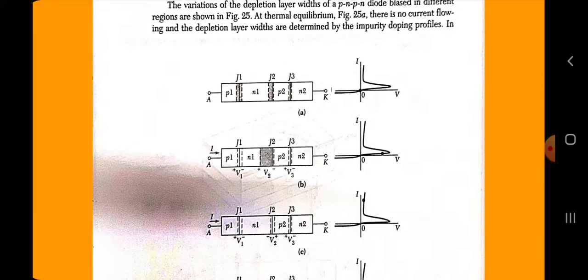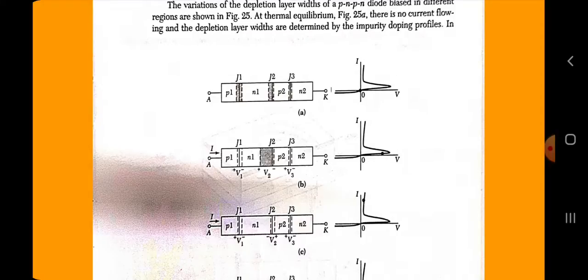In the forward conducting state, in the third diagram, C, all three junctions are forward biased. The two transistors P1, N1, P2 and N1, P2, N2 are in saturation mode of operation. Therefore, the voltage drop across the device is very low, given by V1 minus V2 plus V3, which is approximately equal to the voltage drop across one forward biased PN junction.